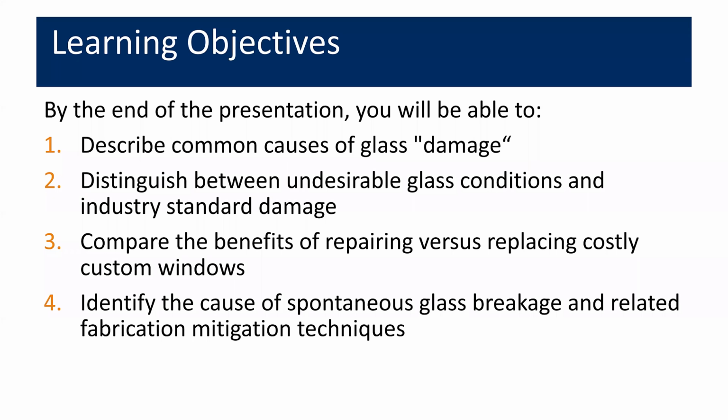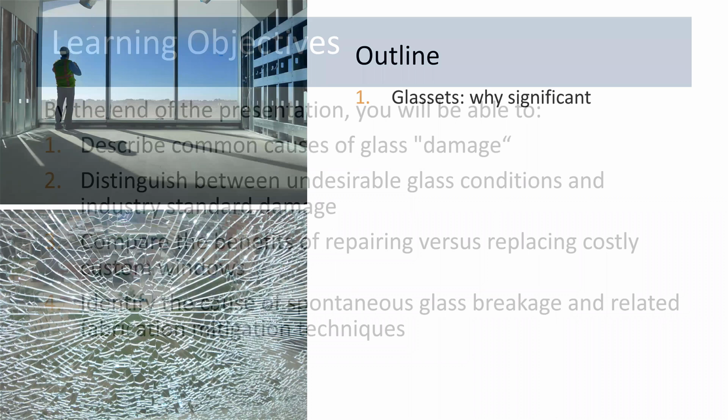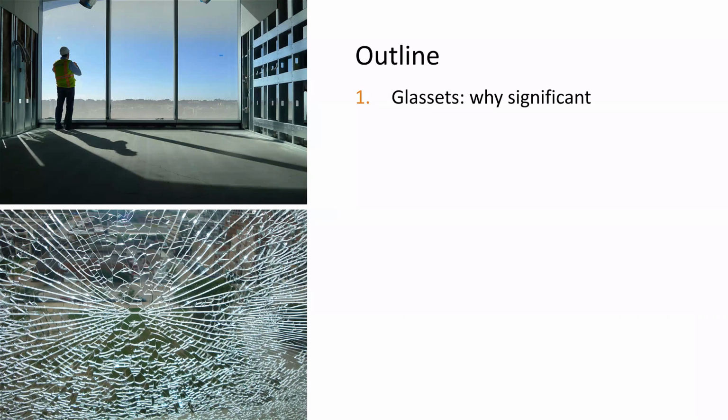So Liz already touched on some of these learning objectives in terms of looking at different types of glass damage. We'll explain why that's in quotes later. We're going to distinguish between what's acceptable and not acceptable, compare different techniques for remediating glass surface damage, then lastly touch on a timely topic of spontaneous glass breakage. And here's a brief outline of how we're going to do that.